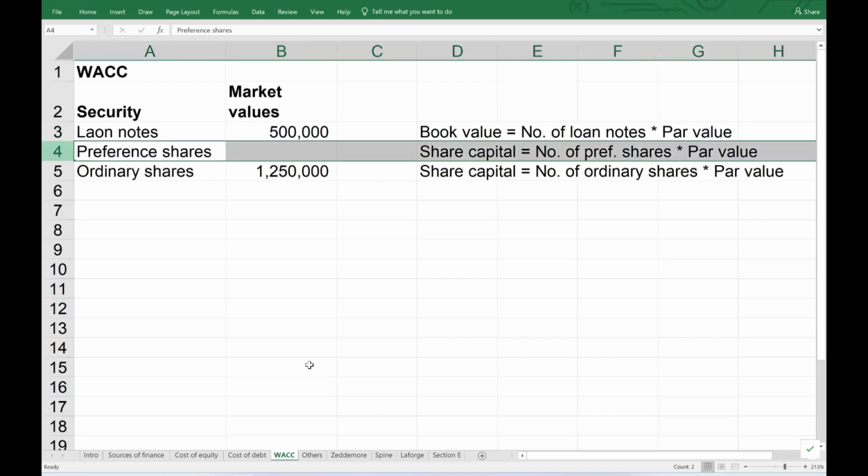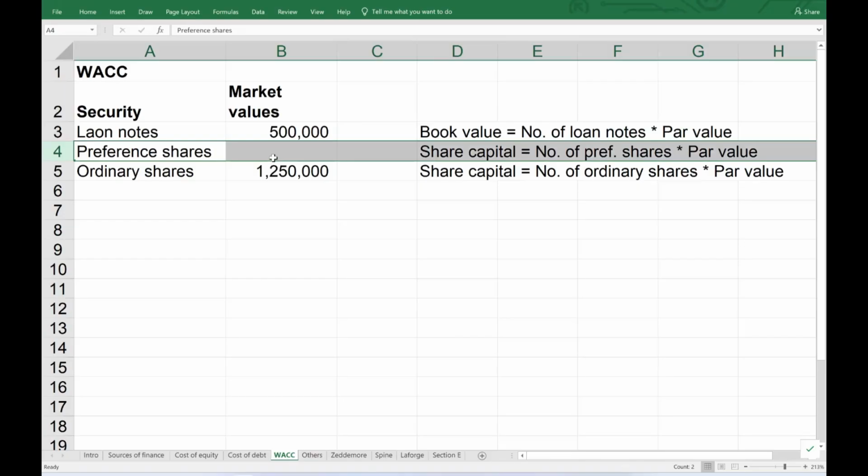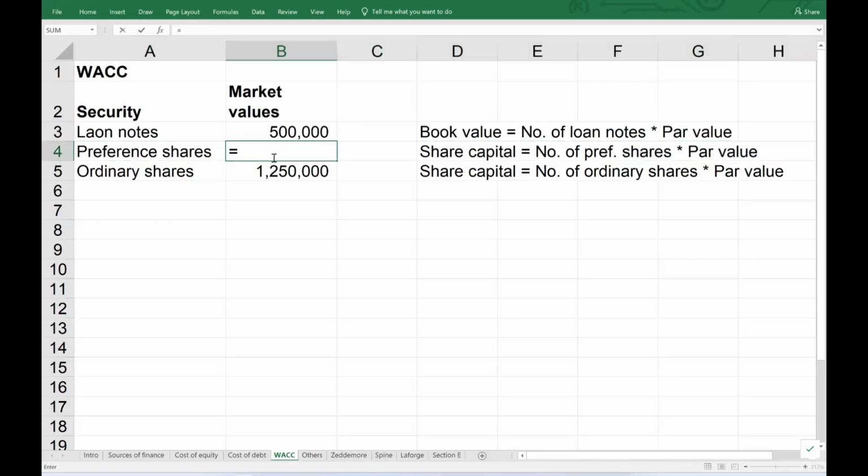Same we will do for preference shares. Let's see for preference shares. He already gave us the number of shares, which is very easy. He said our preference shares are 625,000 and quoted at 40 cents. So very easy. For 625,000, quoted at what price?